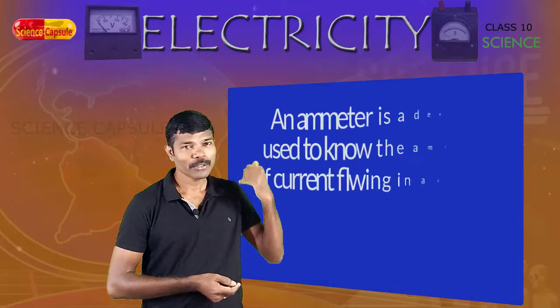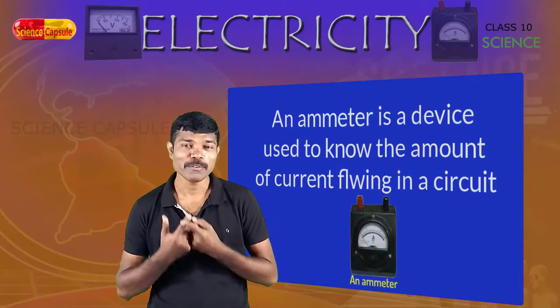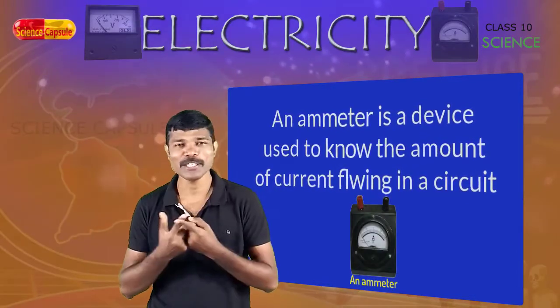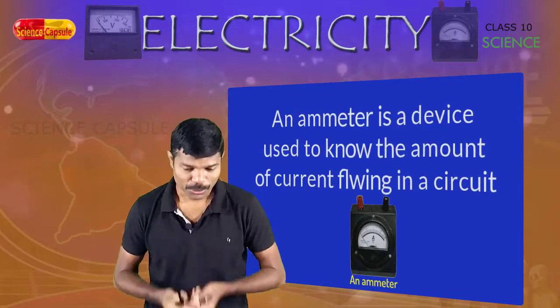Now the amount of current flowing in a circuit can be found out by using a device called an ammeter. Let me show you the ammeter.